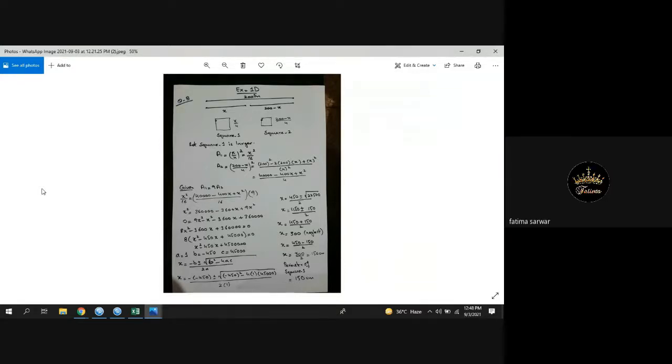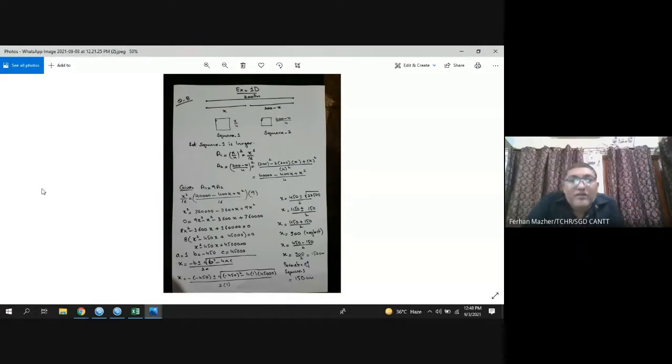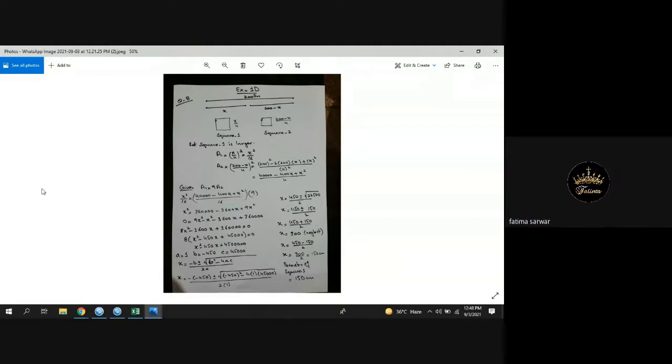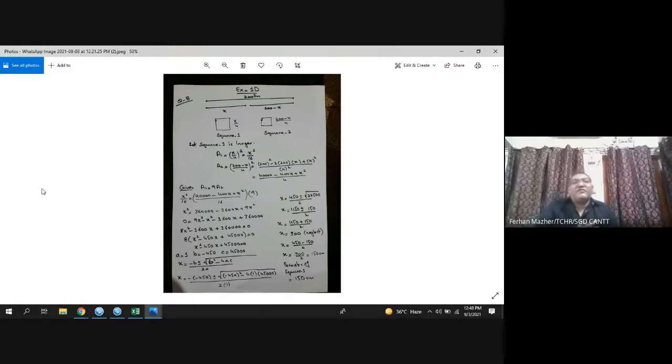Sir, is the formula you are using in this question also written in the book? Which formula are you talking about? The formula which you are using in this question. Which formula have we used? We have used the formula for the perimeter. That's in your book. We have used the formula for the area of a square, that is length multiply length. That is in your book. And we have used the quadratic formula, and that's the chapter we are studying.